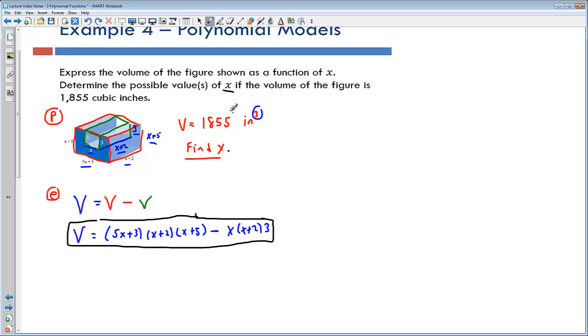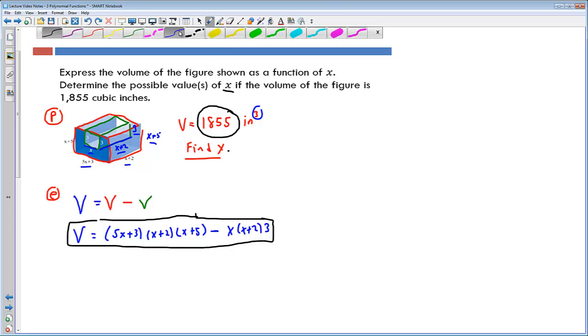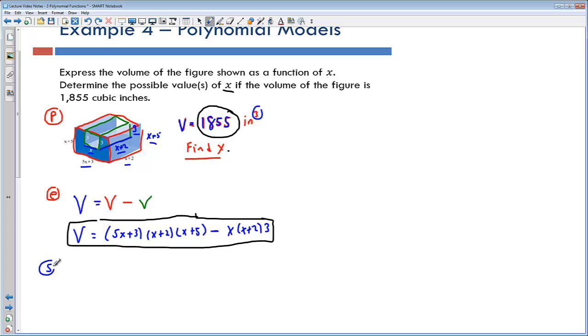Now find x when the volume is 1,855. Maybe I should have put that volume in blue, because that's not the volume of the red box, that's the volume of the blue figure given to us in the picture below. And so what we're going to do is take that volume and plug it into here, and solve the equation.